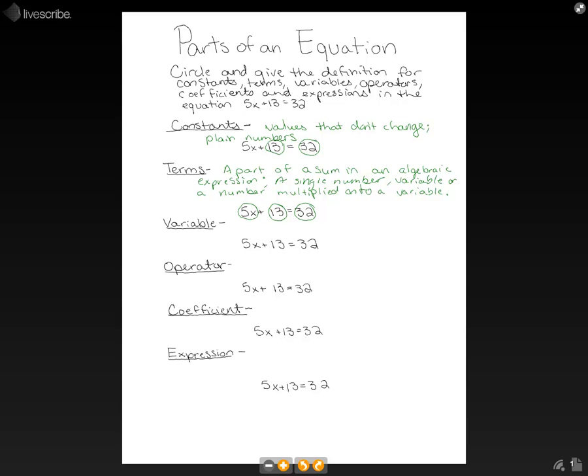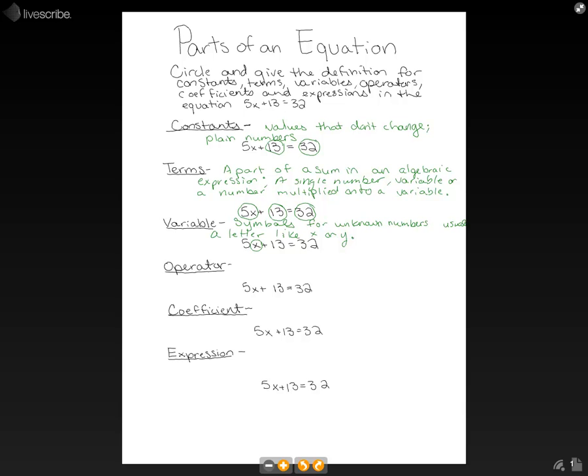Next, we're going to define variable. Variables are symbols for unknown numbers, and they're usually a letter like X or Y. We see those a lot in algebra with lines. So, when we look through our equation, we have the letter X here, and that is our variable. It's some unknown number that makes this equation true.